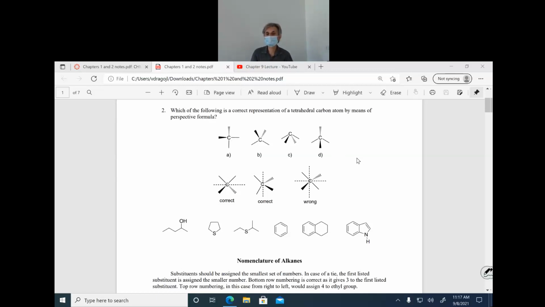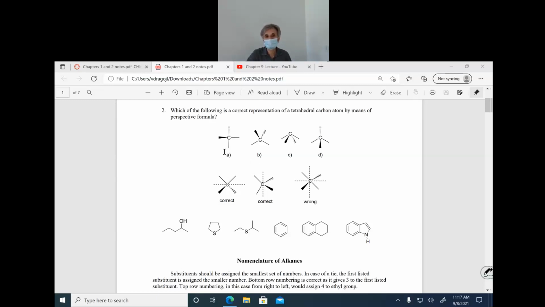Solid lines are in the plane of the drawing, a wedge projects towards the viewer, and a dash away from the viewer. And so you need to know which of these four represents the tetrahedral carbon. It's B.